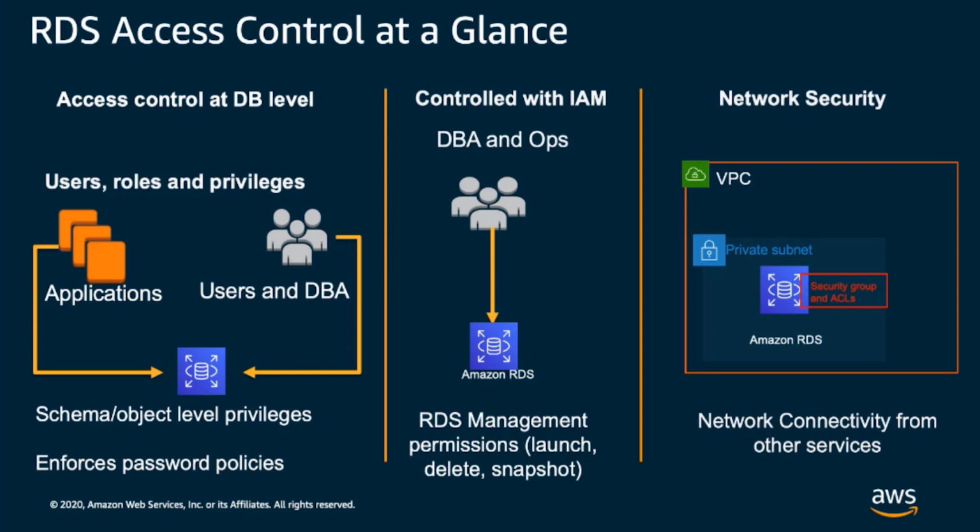In the same way, we also have network access control, which is an optional layer of security for your VPC that acts as a firewall for controlling traffic in and out of one or more of your subnets. So you have all those capabilities for access control in RDS.